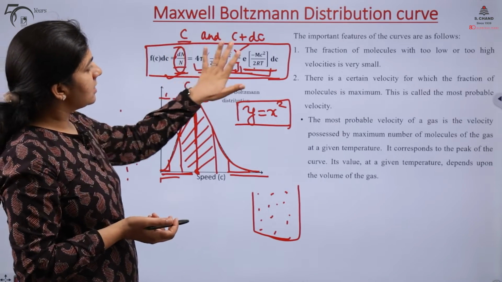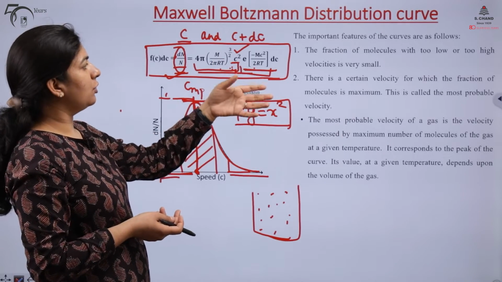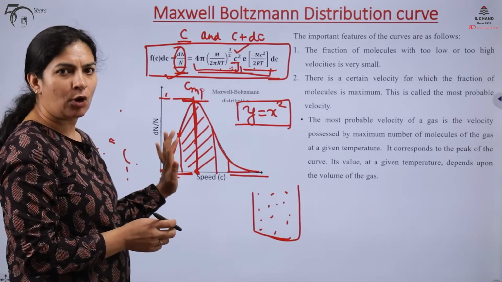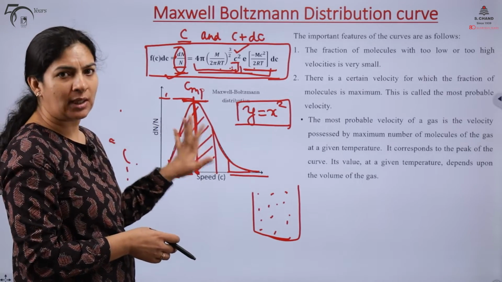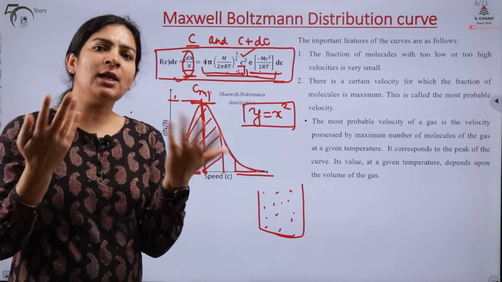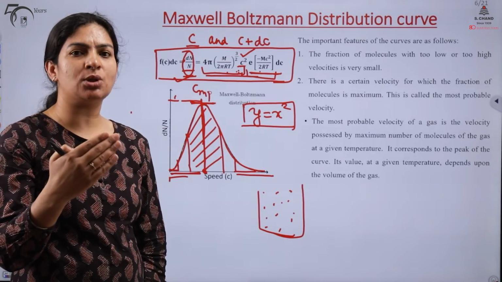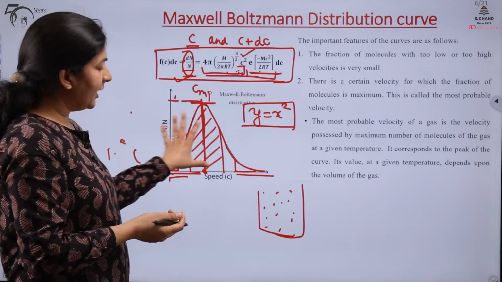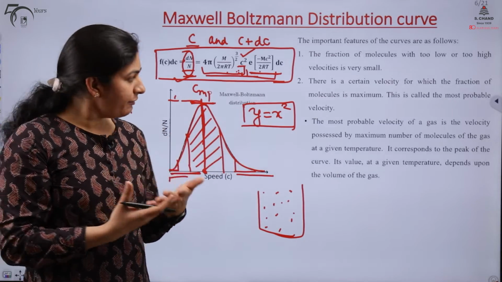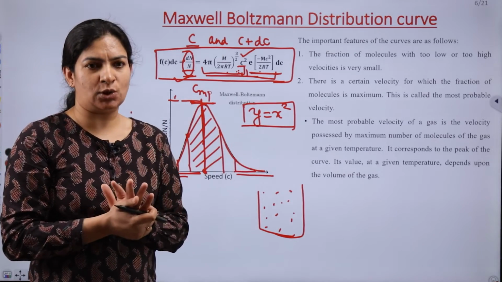Now we see that this particular equation is valid at a particular temperature. We need to define the temperature, so we get one curve. This curve has been plotted at one particular temperature. So it becomes really important to understand what will happen if we study this kind of distribution at a different temperature. Will it remain the same or will it be different? Let us understand the effect of temperature on this distribution curve in the next part of the lecture.